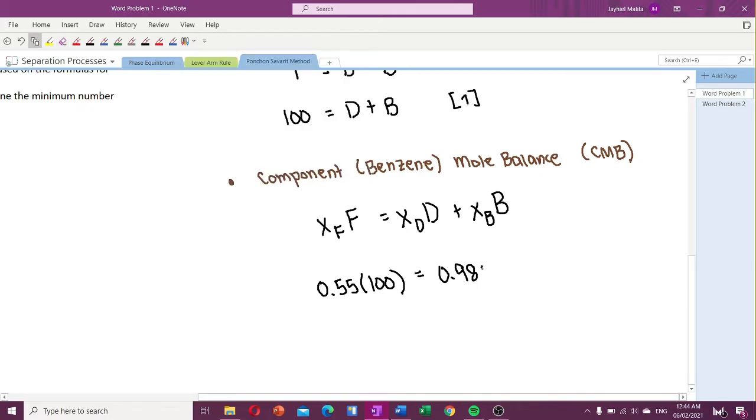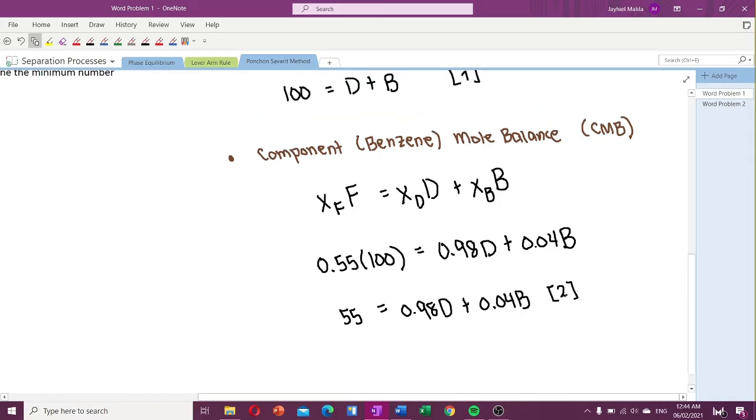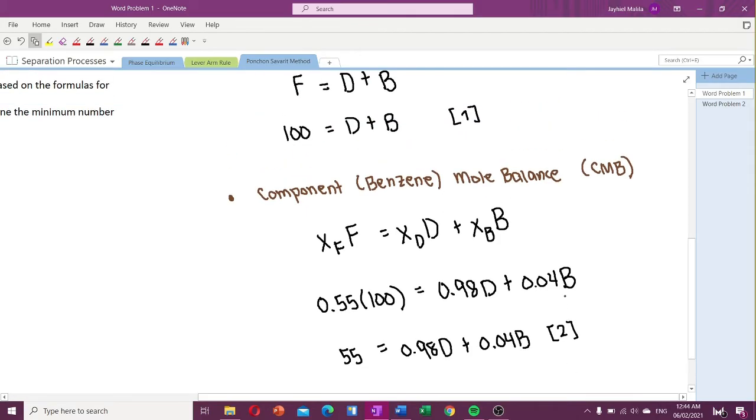Your bottoms is 0.04 mole fraction. So the final equation is 55 equals 0.98 D plus 0.04 B. That's equation 2.